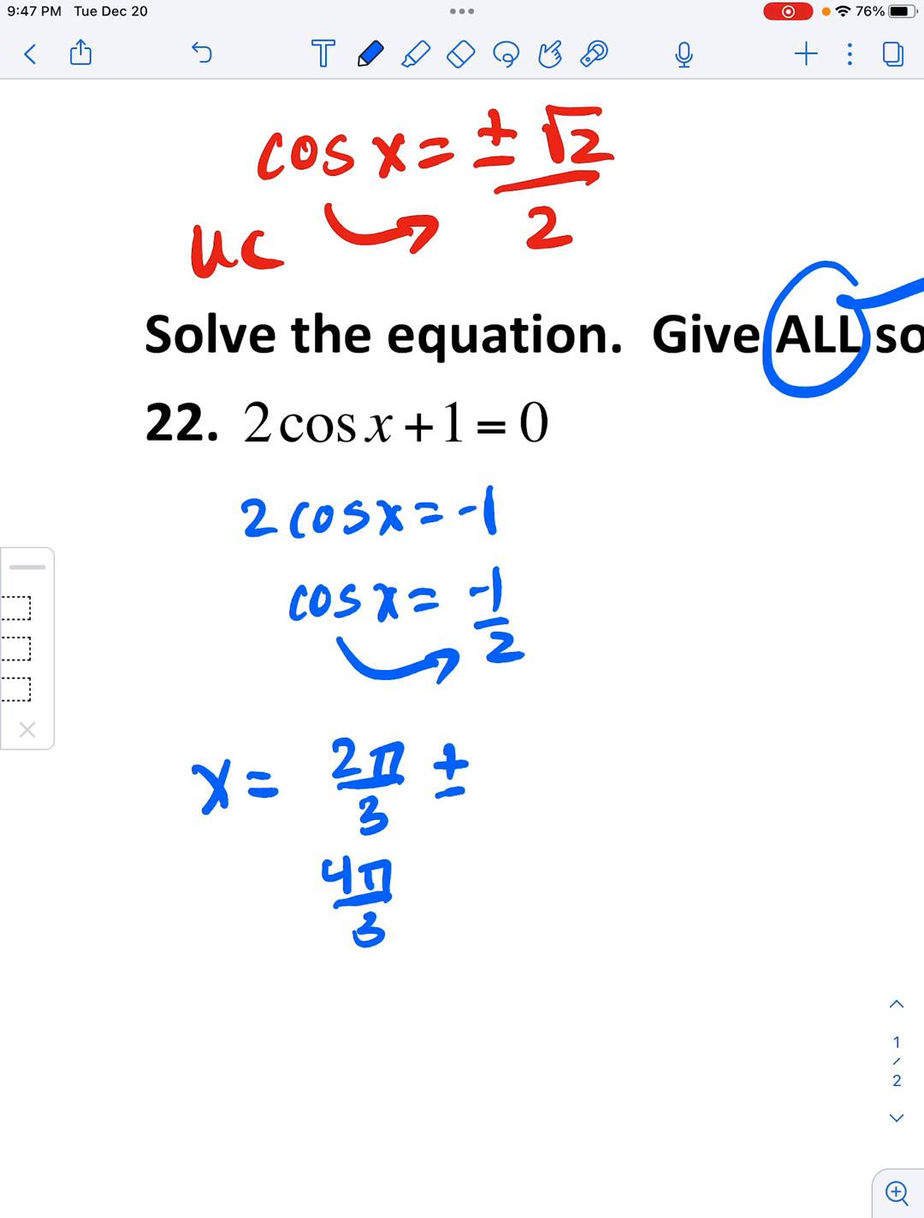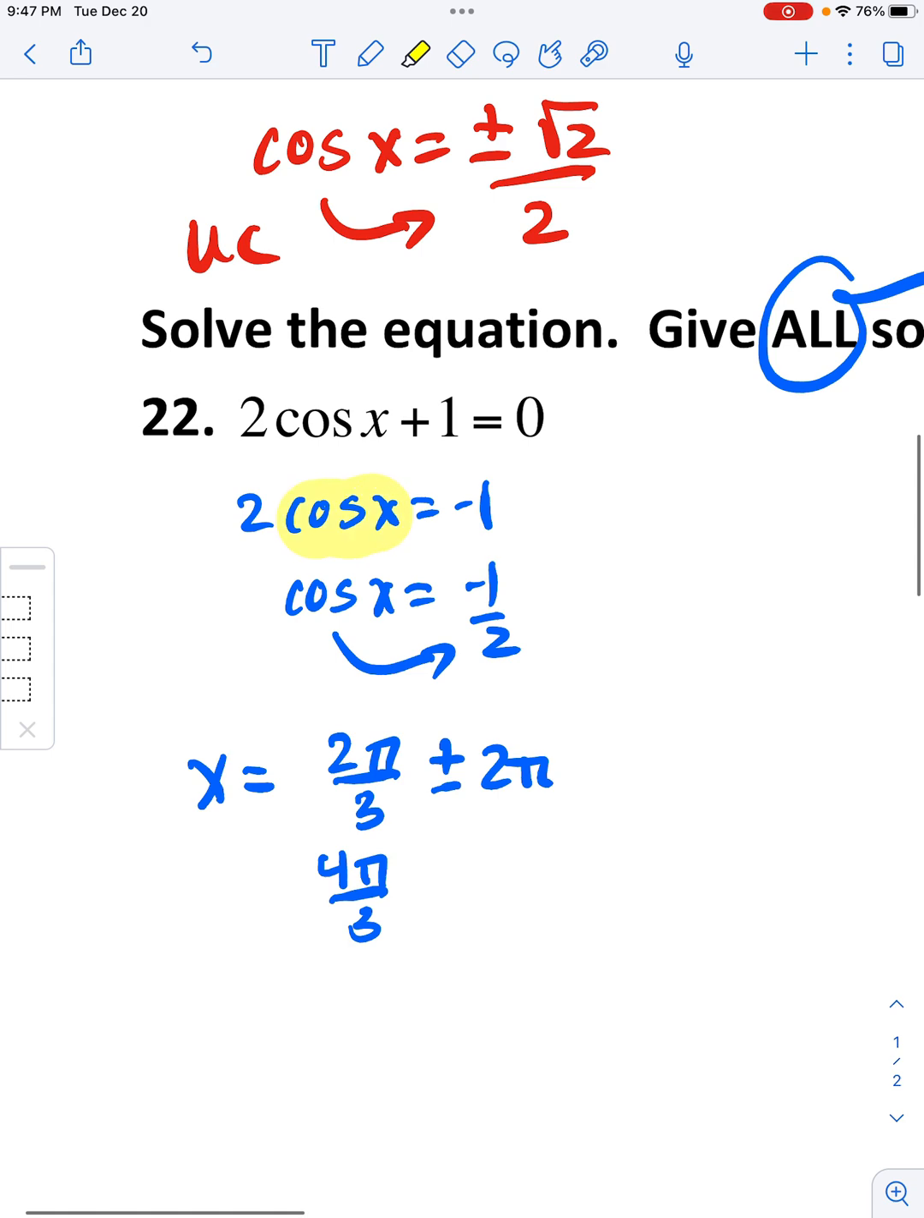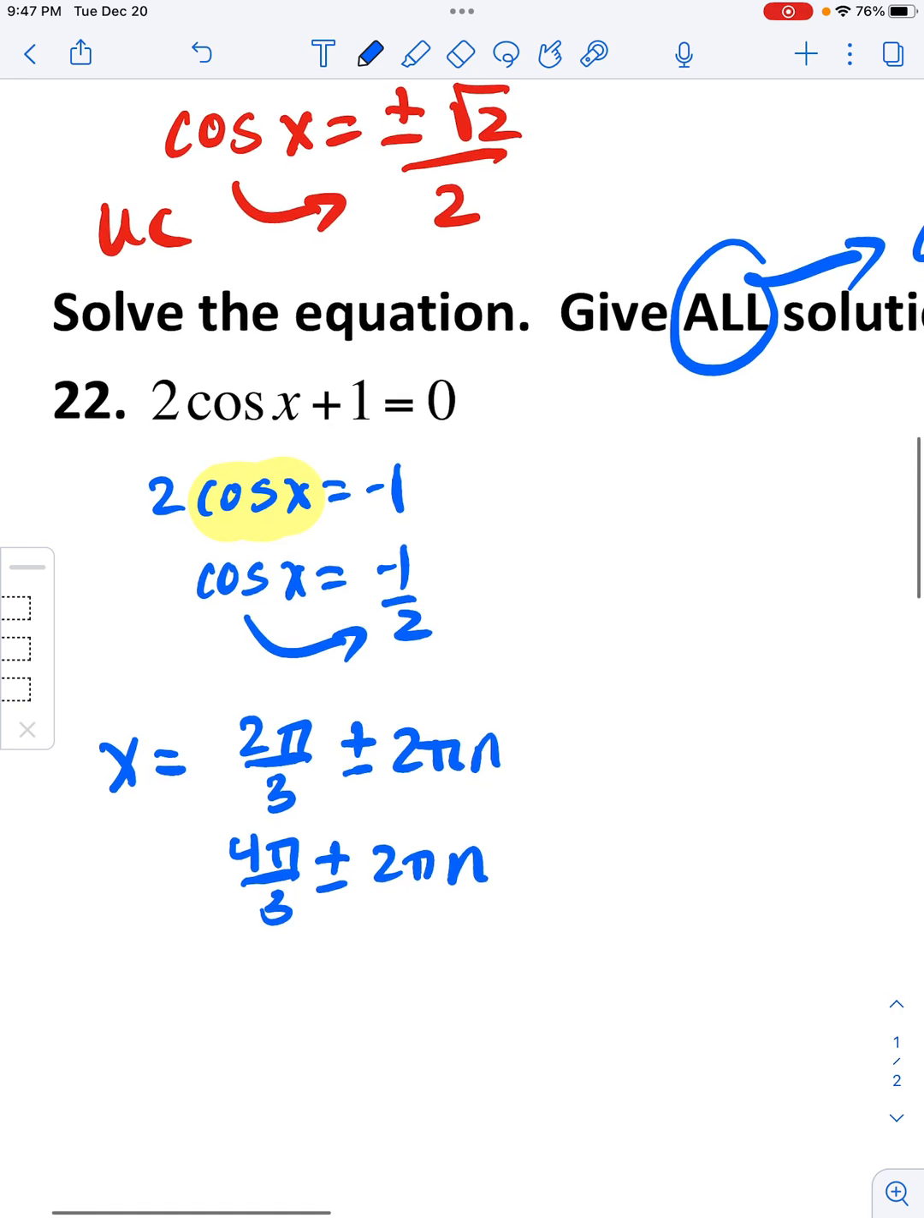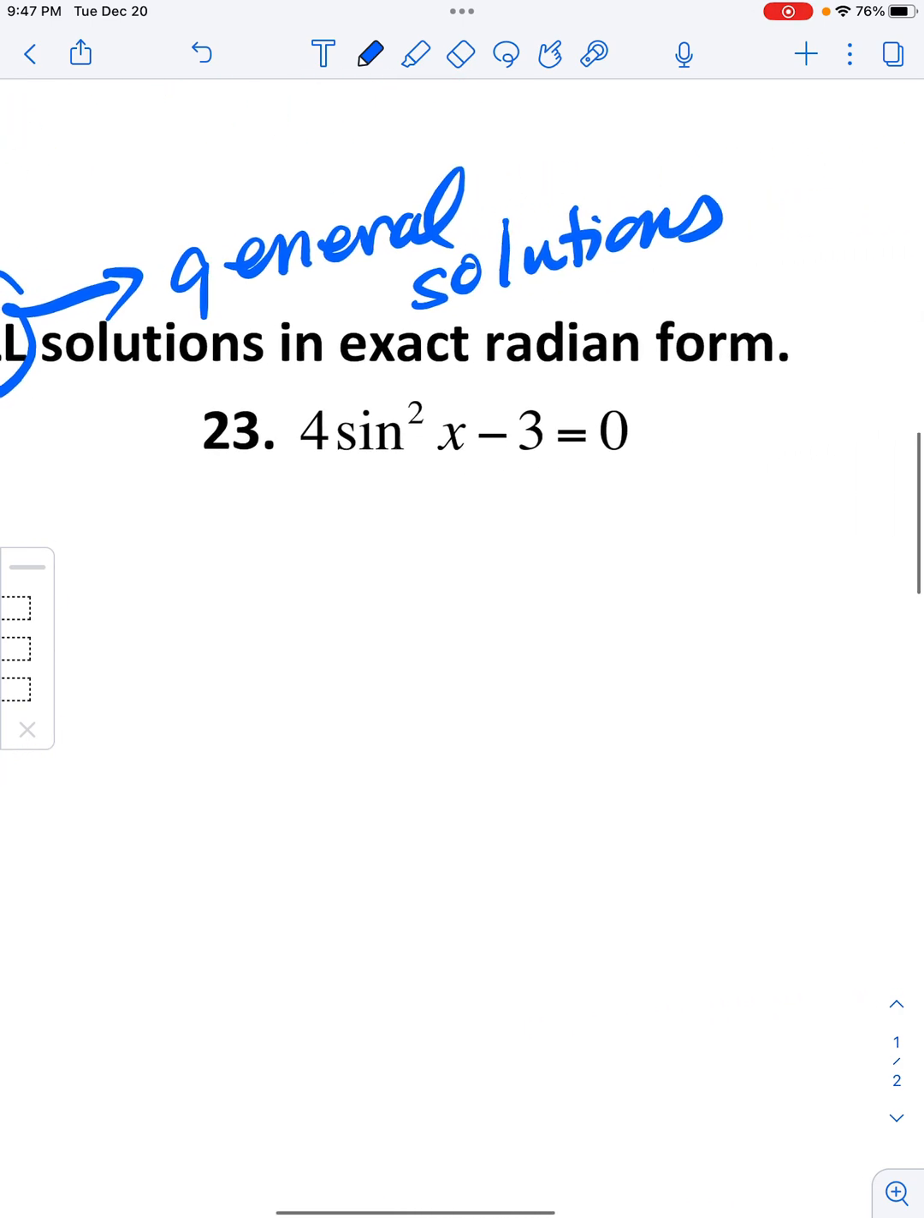But since they're looking for the general equation, I'm going to add the period. And since this was cosine, sine and cosine, secant, cosecant are all 2 pi. Tangent, cotangent will be pi. And I'm going to do n times because you can add it as many times as needed all the way to infinity and beyond. That's it. That one was really straightforward.